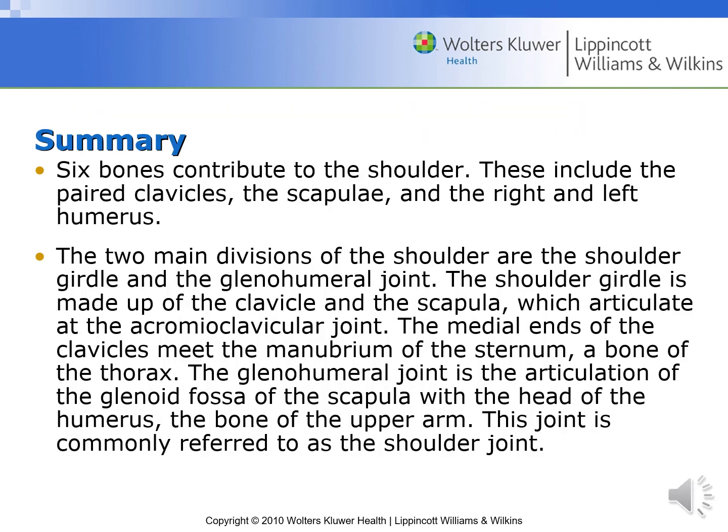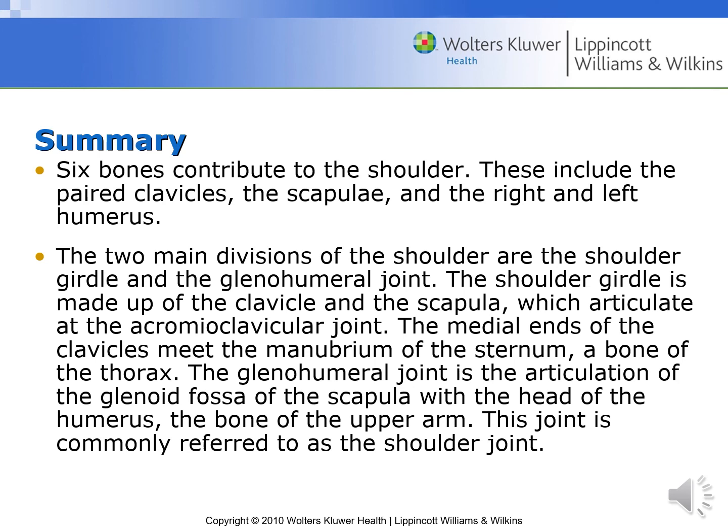So we've reached the end of our lecture. We're going to summarize the main points. Six bones contribute to the shoulder. These include the paired clavicles, the scapulae, and the right and left humerus.